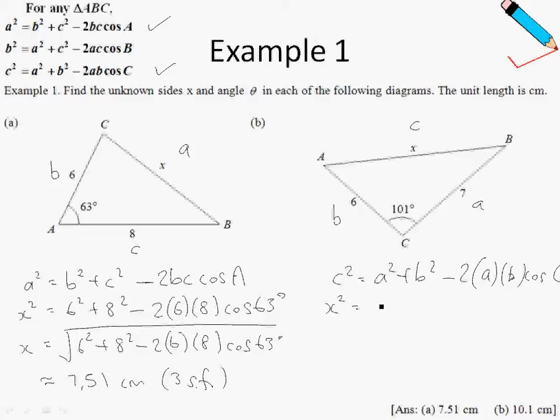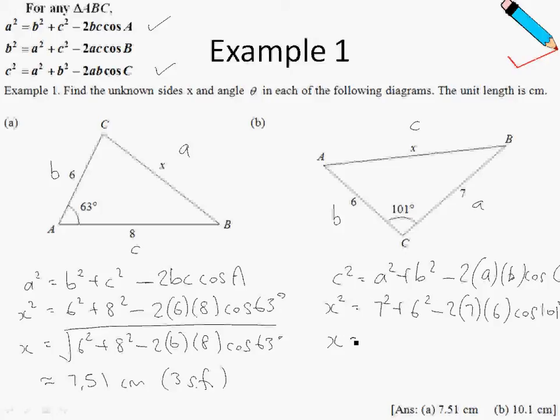So x squared is equal to 7 squared plus 6 squared minus 2 times 7 times 6 cosine of 101 degrees. Okay, so pressing this in the calculator, press the square root sign, so x is equal to the square root of whatever you see over here.